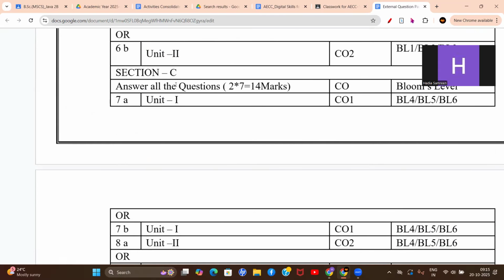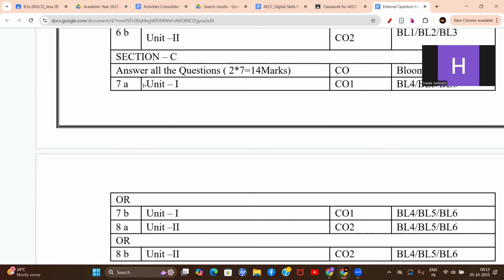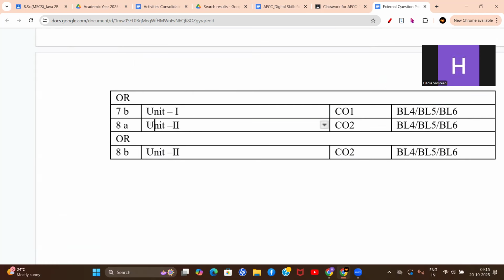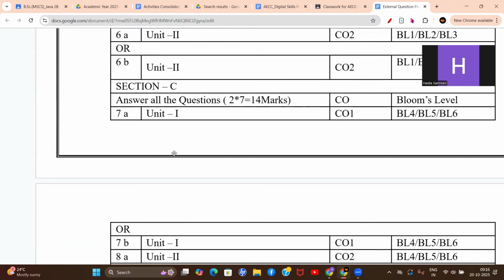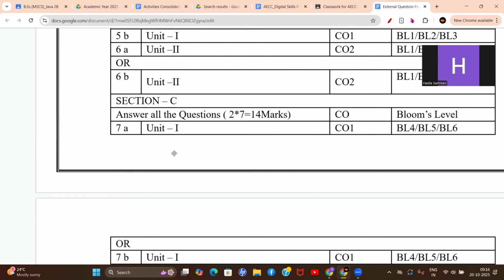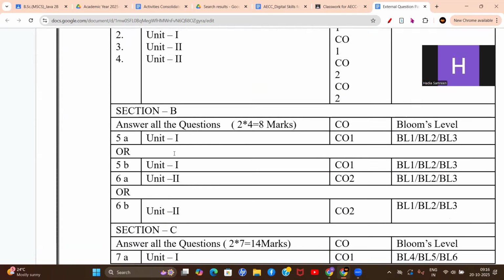Let's see about section C. Section C again will have four questions, two from unit 1 and two from unit 2. From unit 1, you will have internal choice, like 7A and 7B, and from unit 2 as well, you will have internal choice. You need to attempt only one. Each question will carry 7 marks here. So 2 multiplied by 7 equals 14. Section C will be of 14 marks. So section A, section B, section C: 8 plus 8 plus 14 equals a total of 30 marks.